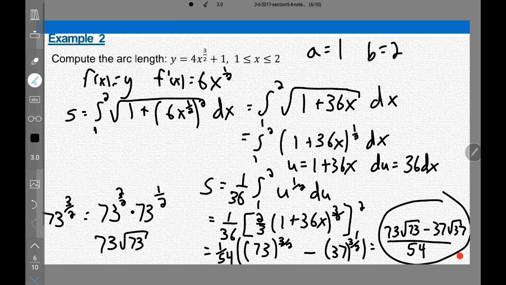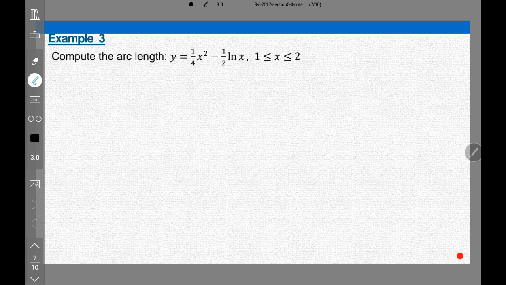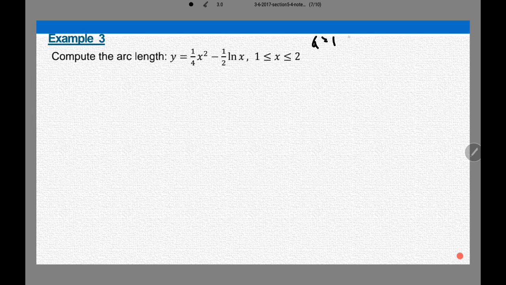Alright, I'm going to work out one more example. Now, this one's a little trickier, but it's not too bad. Alright, so, again, we got a equals 1, b equals 2. Now this function is a lot funkier than the last one. We got 1/4 x squared minus half natural log of x. So we do the first derivative first.